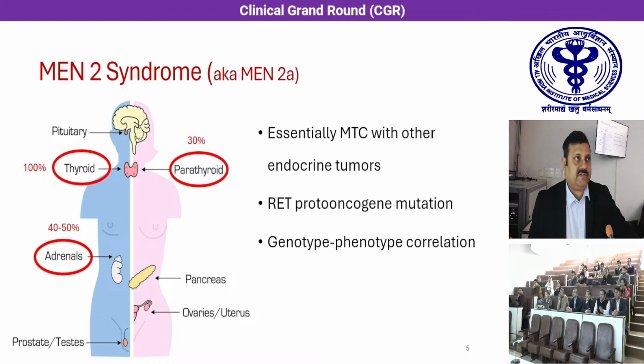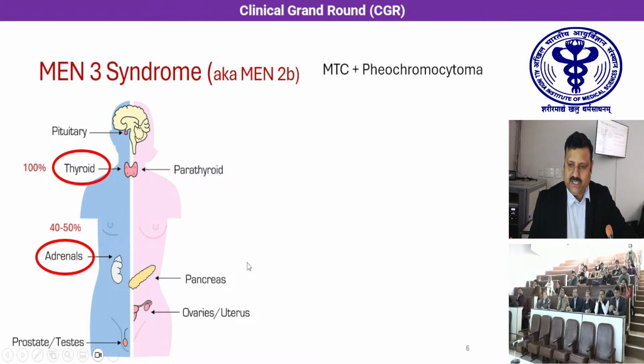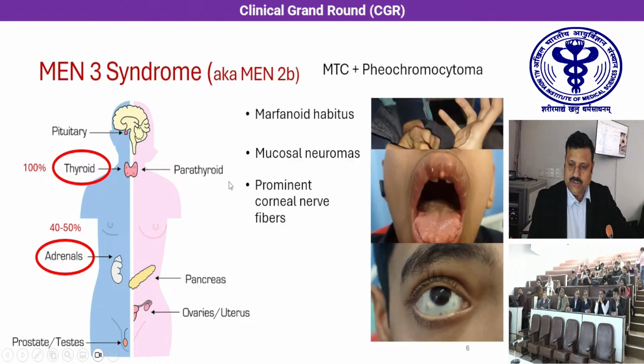MEN 2 syndrome comprises of two categories, MEN 2A and 2B. 2B is nowadays MEN 3, so making it 1, 2, 3. So in MEN 2A, thyroid, parathyroid and adrenals are affected, and in MEN 3, that is MEN 2B, thyroid and adrenal, medullary carcinoma thyroid occurs. So all these are inherited disorders, MEN 1 in chromosome 11 and MEN 2 in chromosome 10.